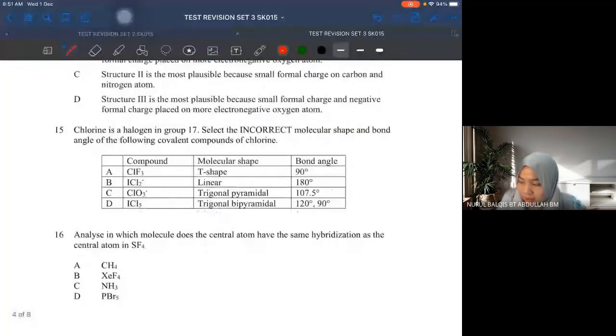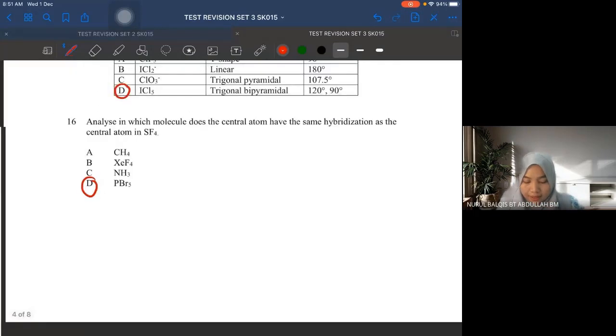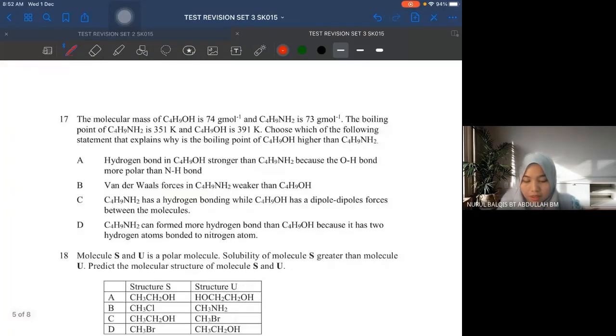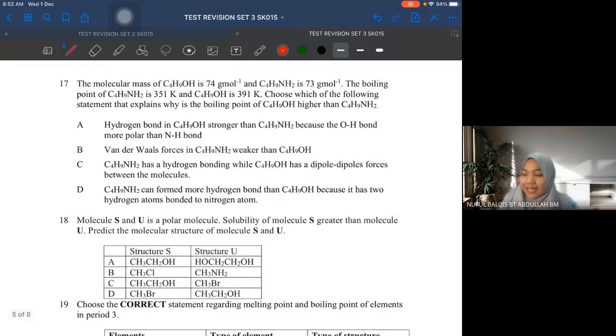15, D. 16, D. Okay semua chapter 4. 17, A.